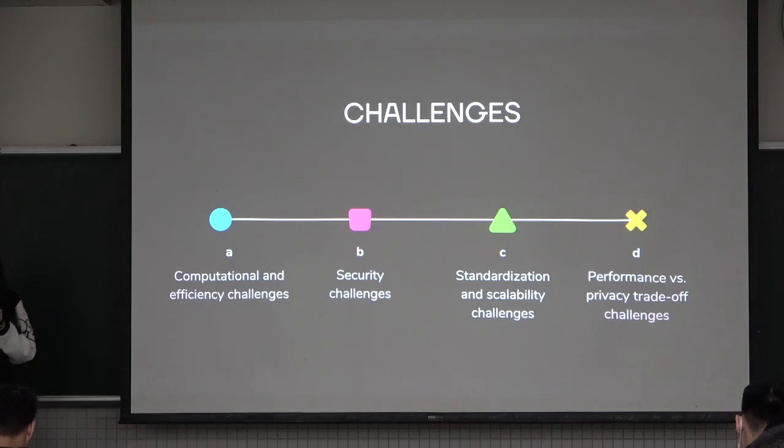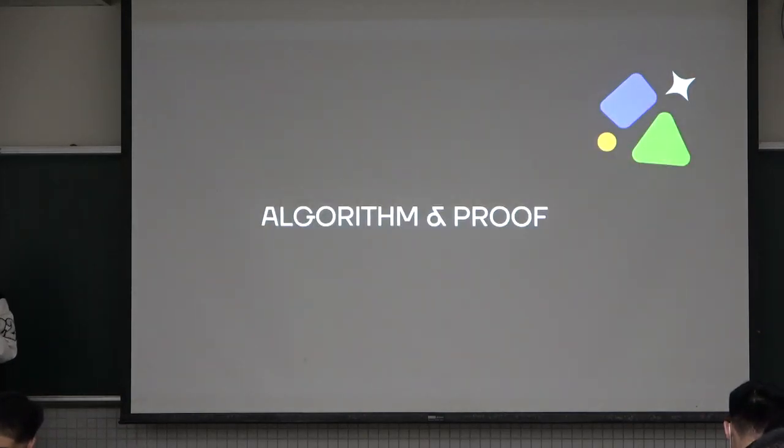The last is the trade-off between performance and privacy. Balancing performance and model accuracy while protecting individual privacy can be challenging. At times, to enhance performance or model accuracy, there might be a need to compromise a certain degree of privacy protection. This trade-off could pose a challenge. And next, we are going to introduce the algorithm and process of the secure aggregation in federated learning.